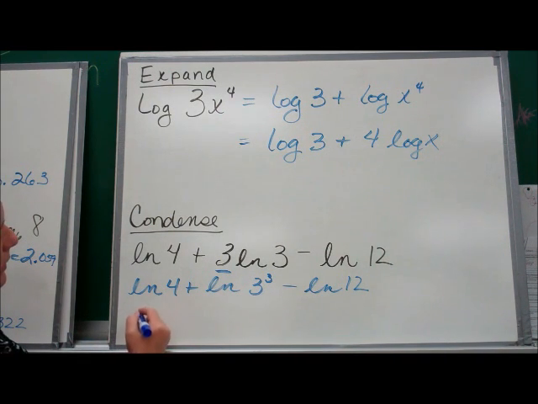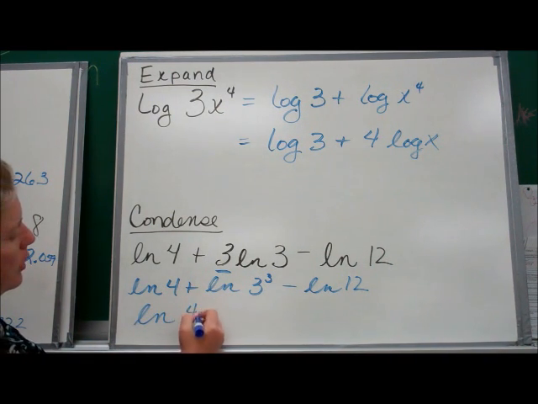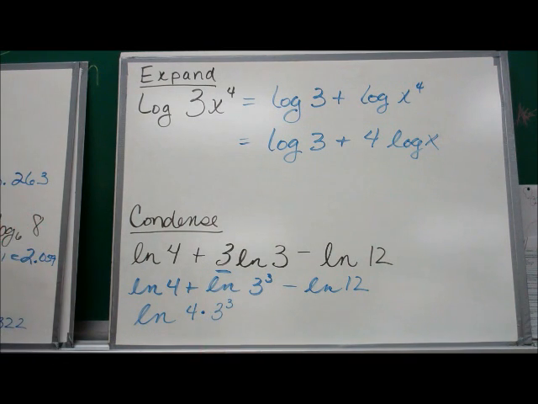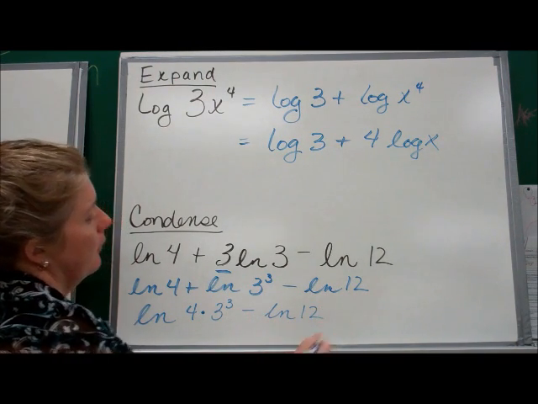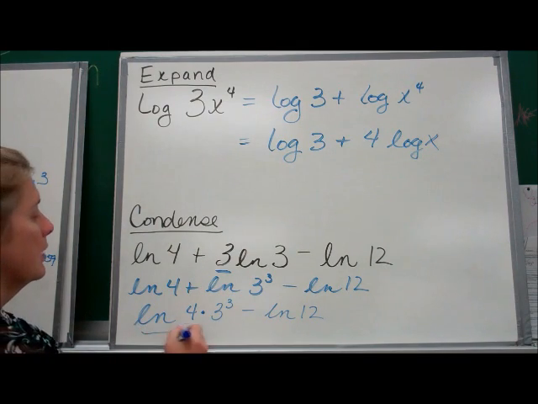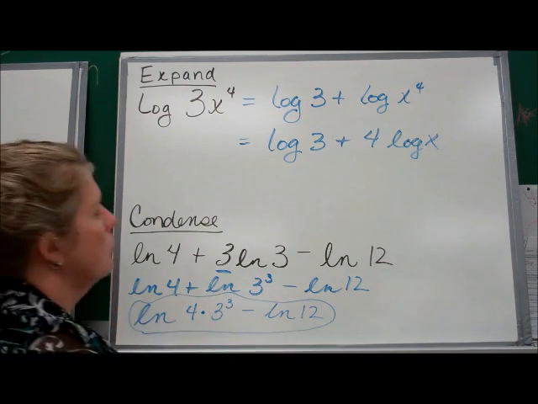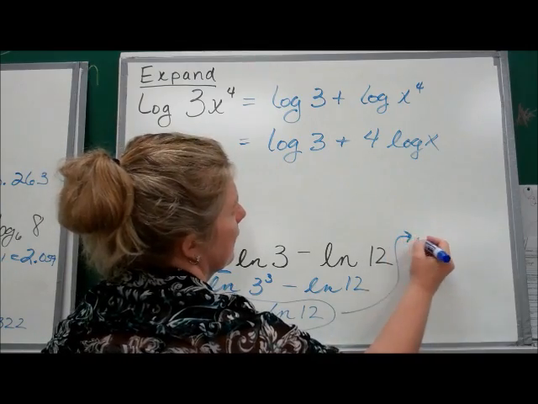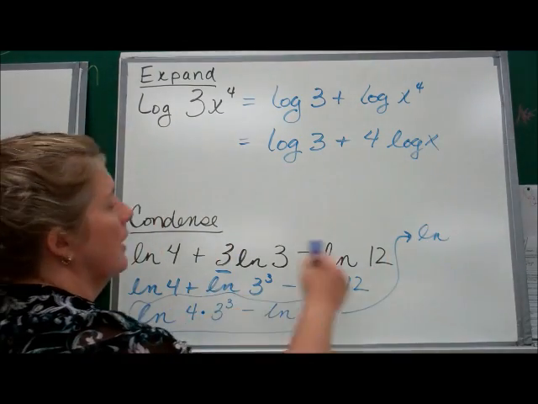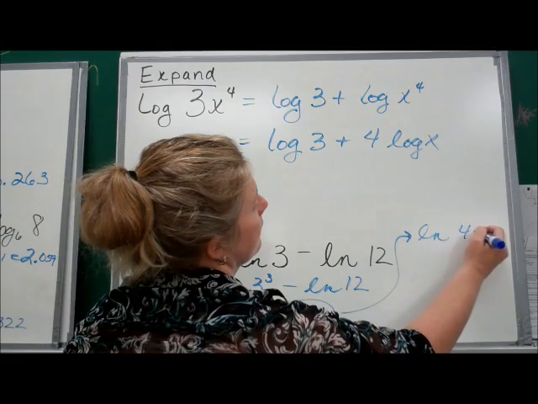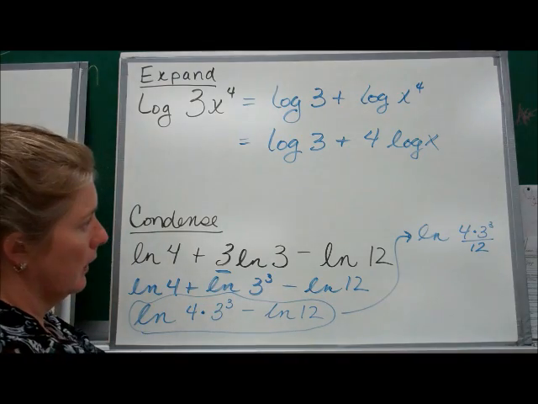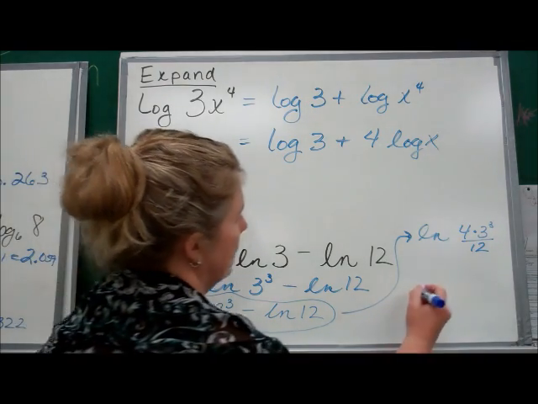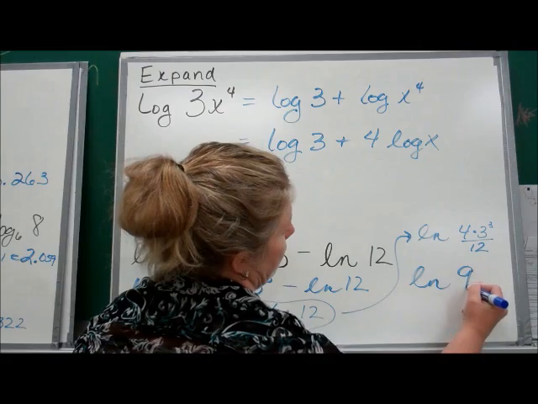So the natural log of 4 times 3 cubed. And if you don't like dealing with my factored version, you want to multiply it out, go right ahead. Minus the natural log of 12. Now this is going to become a quotient, so it's going to be the natural log of 4 times 3 cubed, and we're going to divide that by 12. Well, when we do that, that's going to simplify to the natural log of 9.